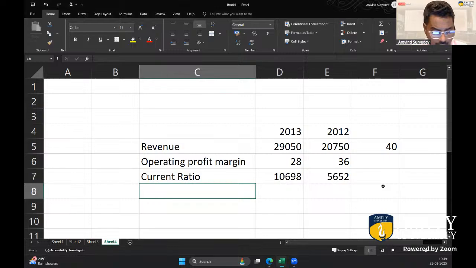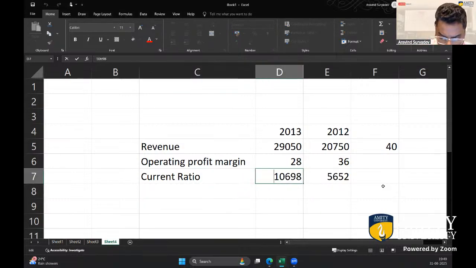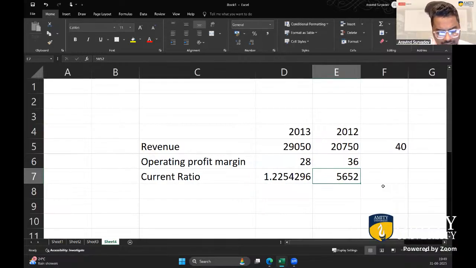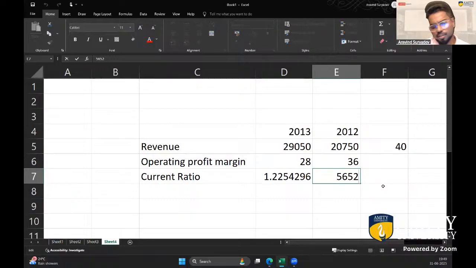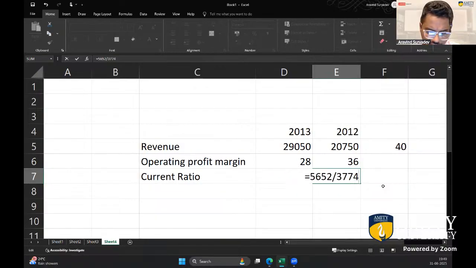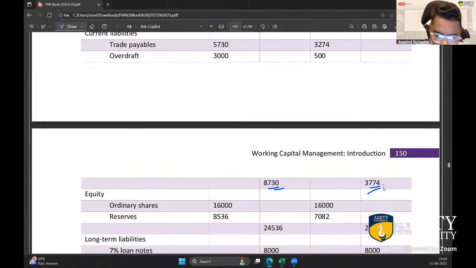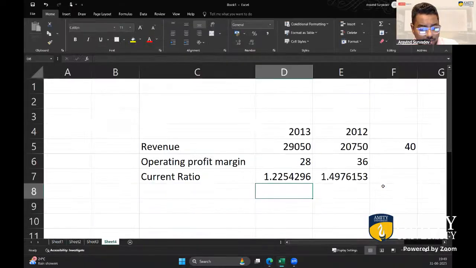So the current ratio is equal to 10,698 divided by 8,730. That's 1.22. 1.2 is not bad, but we have to see if it was higher last year and has decreased this year. Last year it was divided by 3774. If you didn't notice, that was right over here, the total of the current liabilities. That is how I've calculated this. Looks like this company's current ratio has deteriorated.